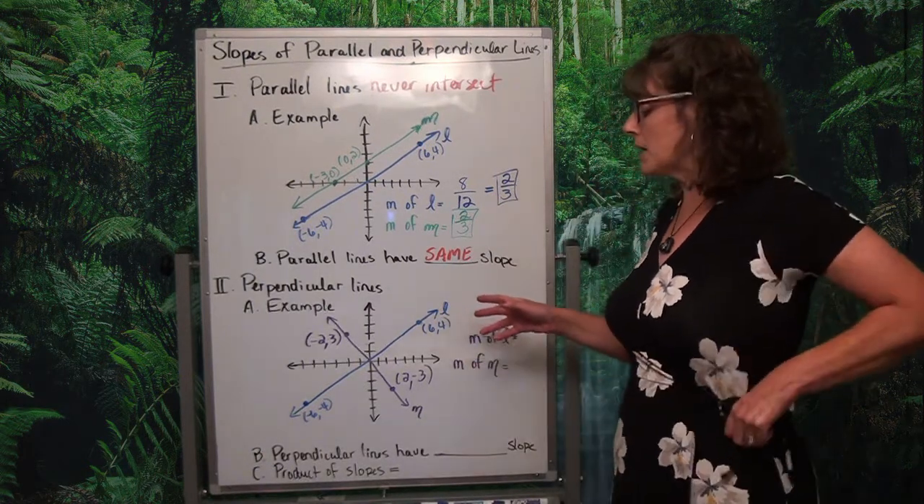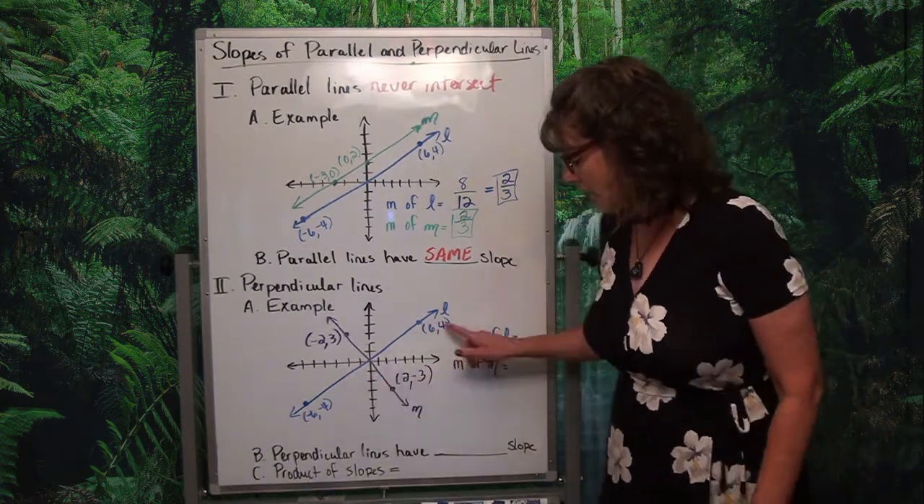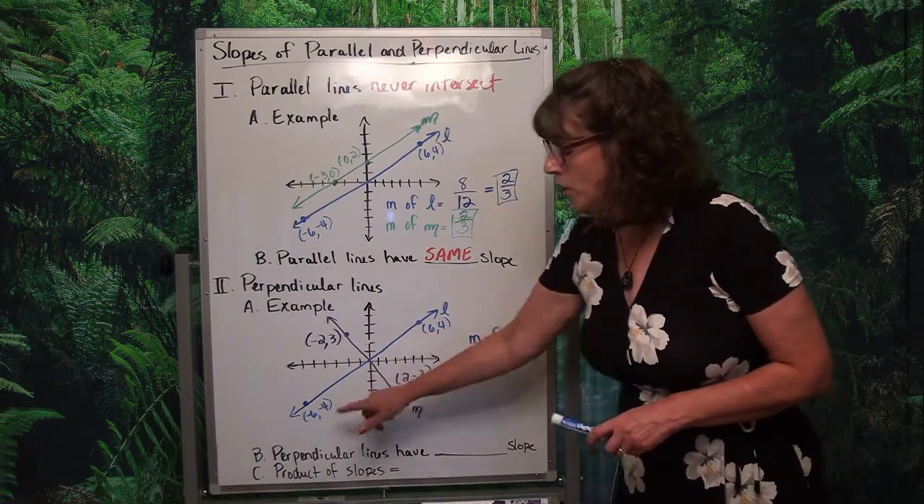Now let's take a look at perpendicular lines. Let's go with that previous line l with the points of (6, 4) and (-6, -4).